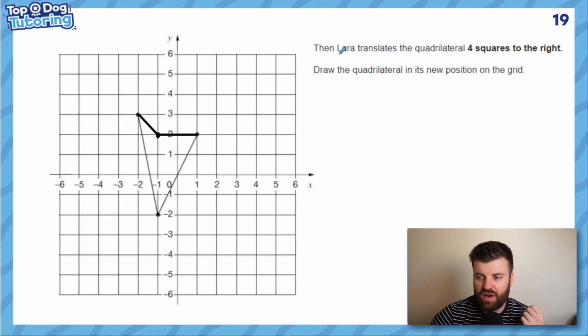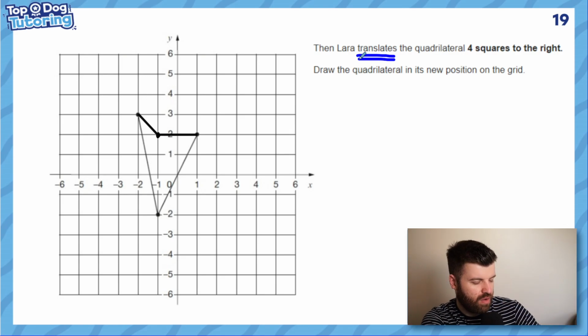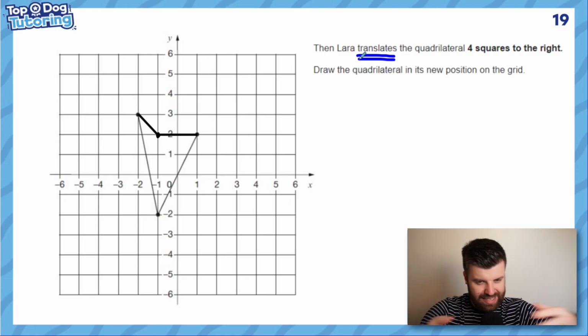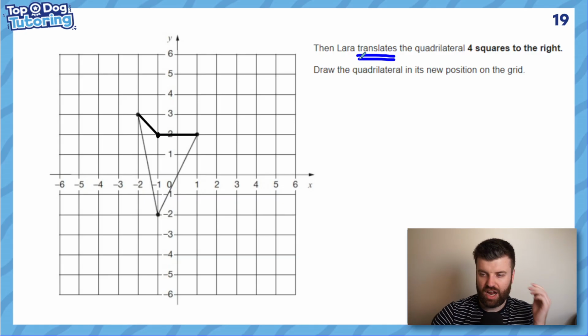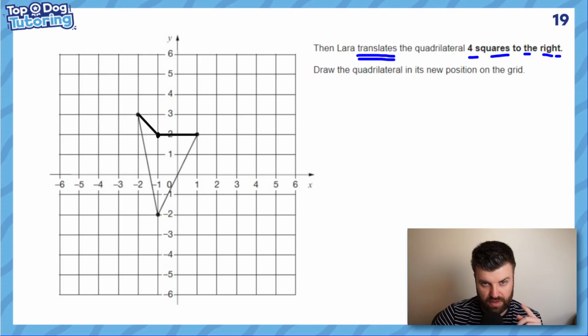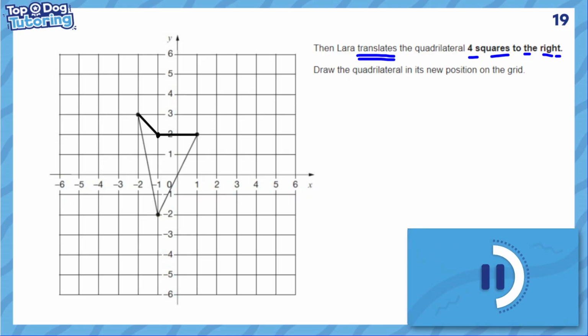What we have now is Lara then translates. This is new language. Translate just means move from one place to another. Like when we translate the word hello into French, it becomes bonjour. It still means hello, it's still the same meaning. In this case, it's going to be the same shape, but it's in a different place, okay? So Lara translates the quadrilateral 4 squares to the right. Where would it end up? Have a go. See if you can tell me exactly where it would be, then I'm going to draw it.